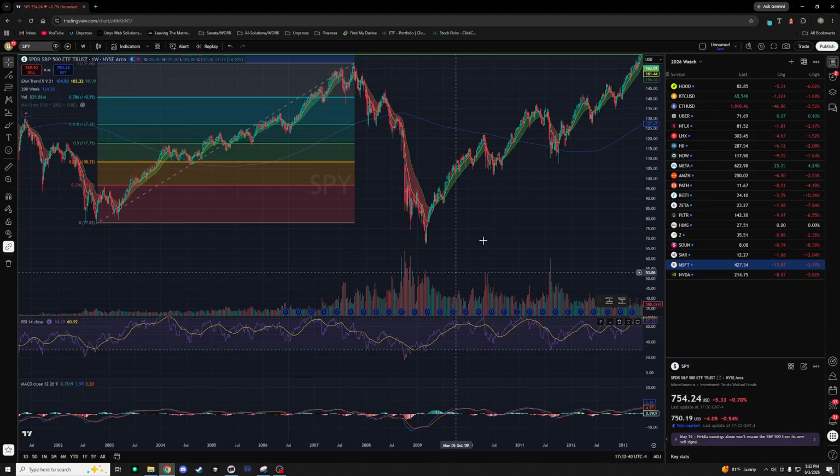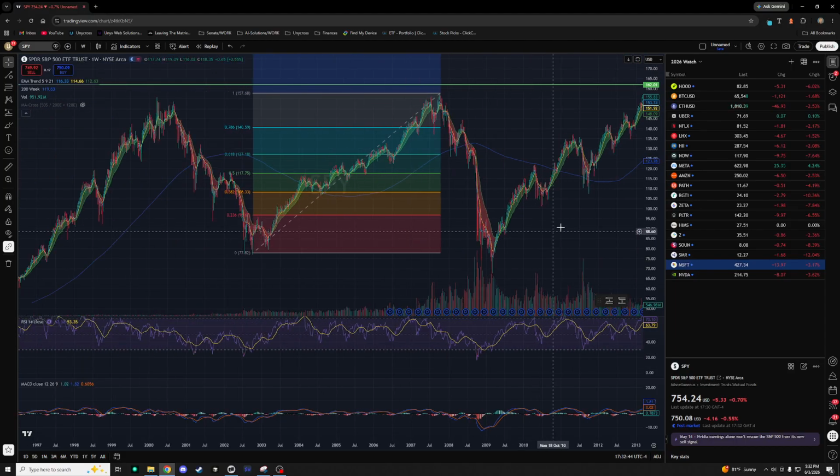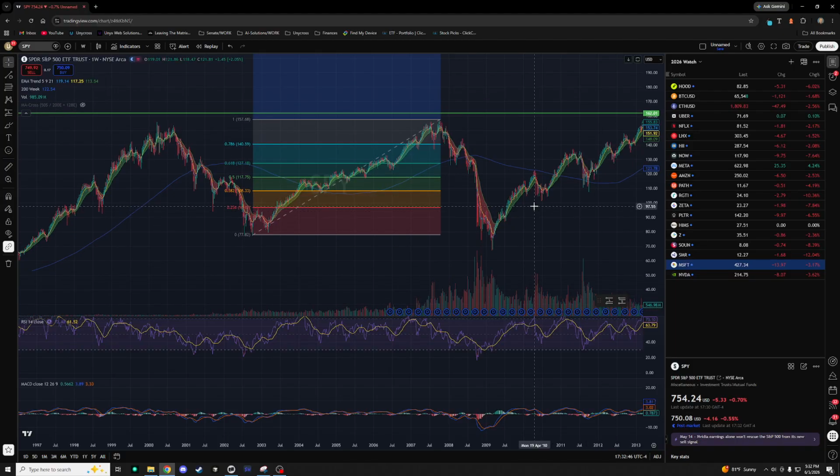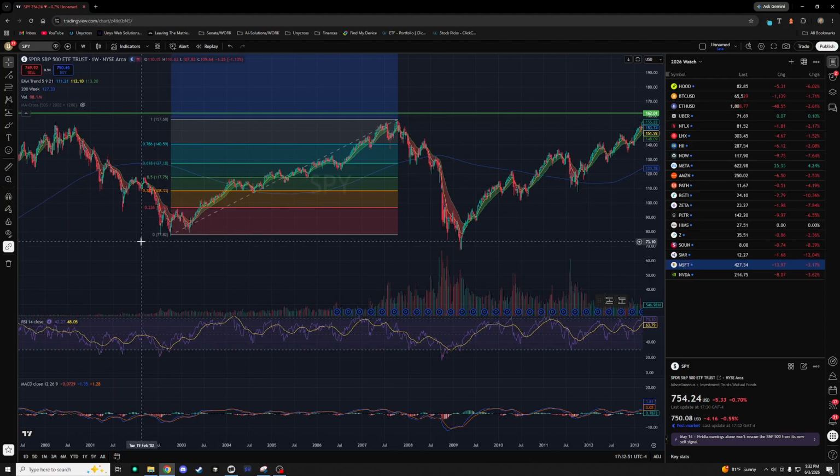And when you get down to these levels, you just start buying aggressively. Understanding that that's a longer time frame commitment. Several months to several years, right? Again, it's the weekly time frame on SPY. Let's go back even further.